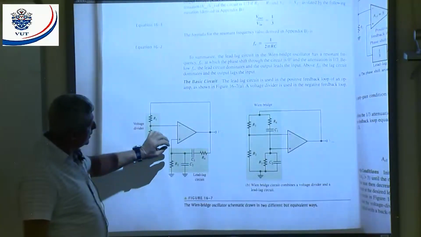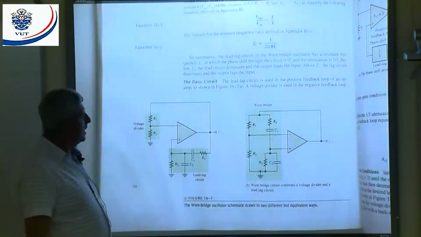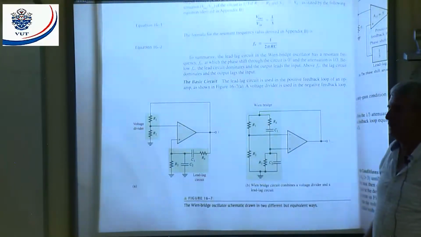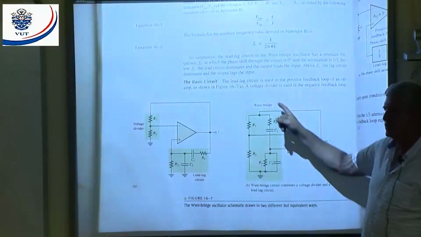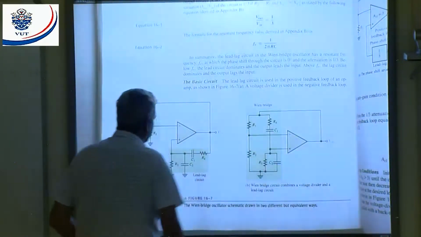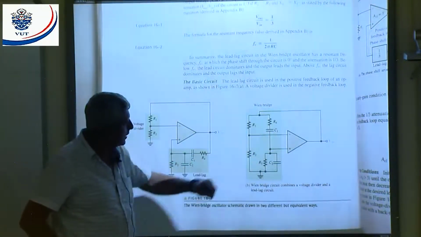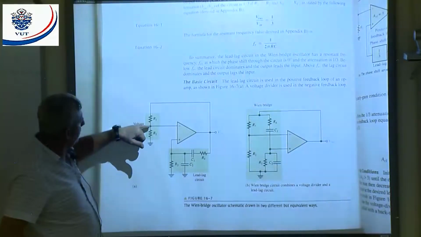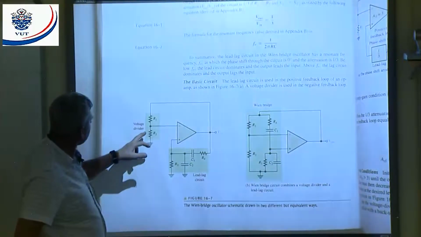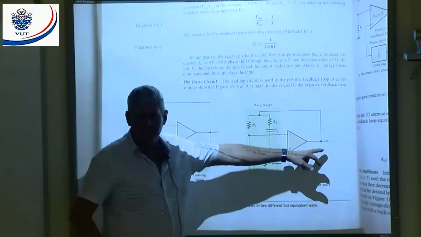Now, if we look at this circuit, there's R1 and R2, my voltage divider. Here's my lead-lag circuit. If I redraw that circuit, I can get that. That's why they call it a Wien bridge oscillator. This is basically a bridge connection. There's R1, R2. Let me show you how we get that. R2 is connected to my reference. The point between R1 and R2 is connected to my inverting input. The top of R1 is connected to my output.